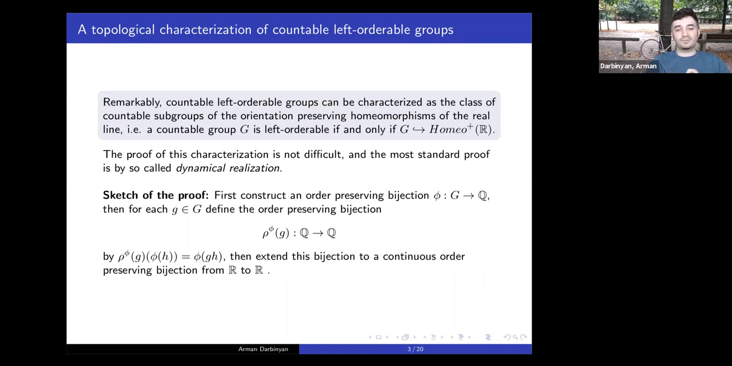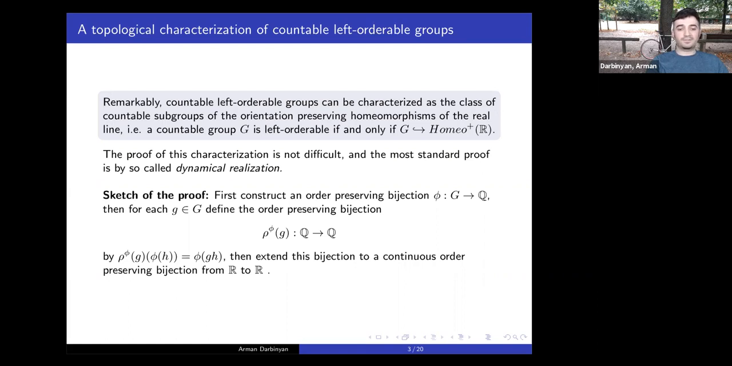However, here the important thing is that it also preserves the orientation. The most common and famous proof of this fact is by so-called dynamical realization, and a sketch of the proof is presented here, which is quite easy. It is basically composed of two steps.